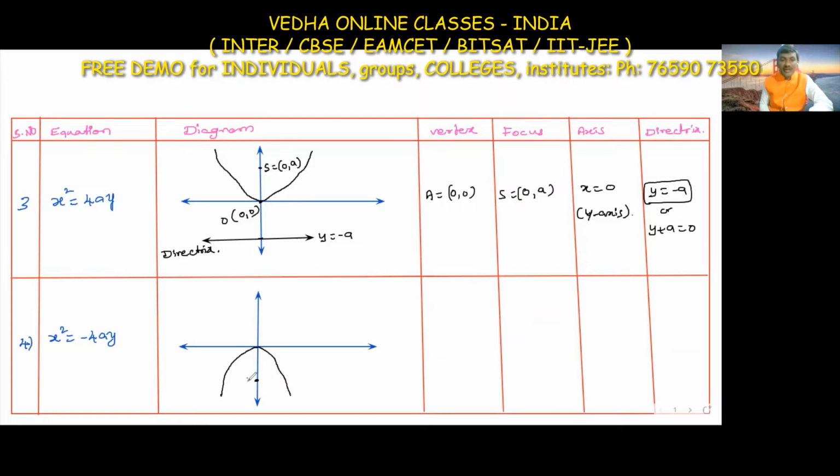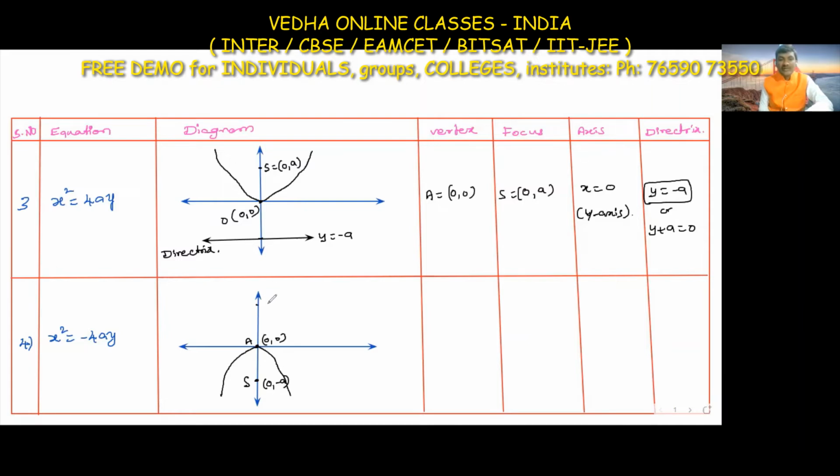Inside the parabola we get the focus, and the distance from the vertex, 0 comma 0, to the focus is A units, but it is in the downside. So it is minus A. The coordinates are 0 comma minus A.